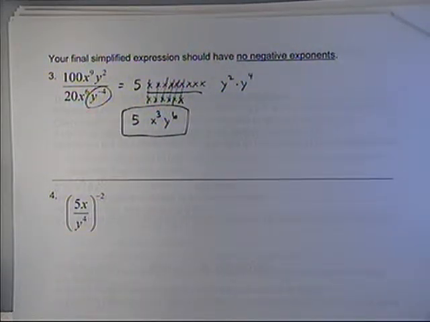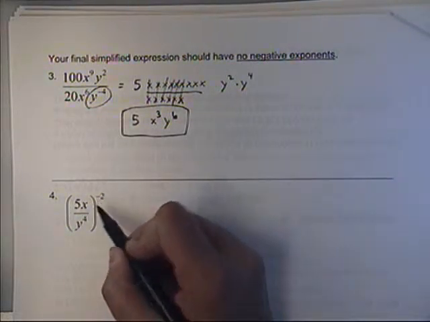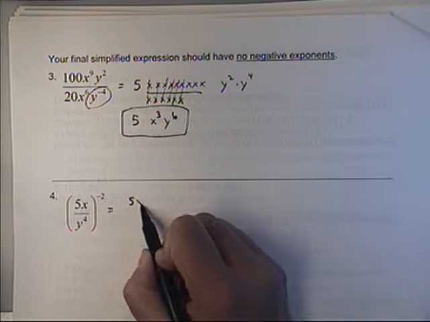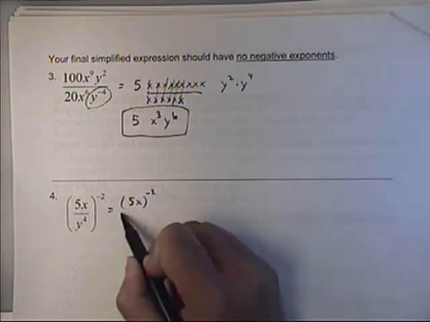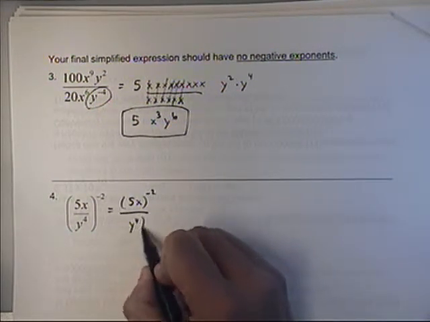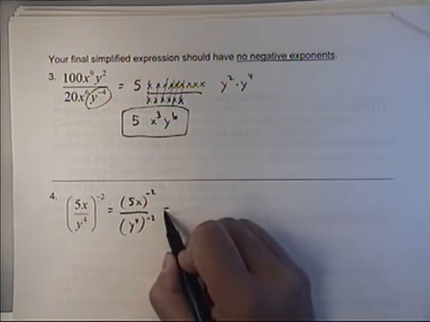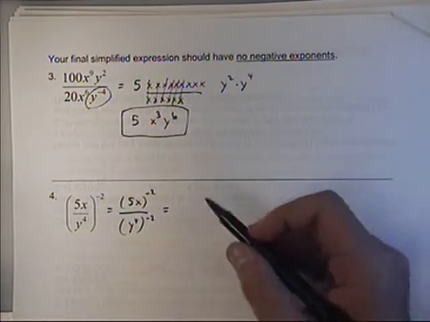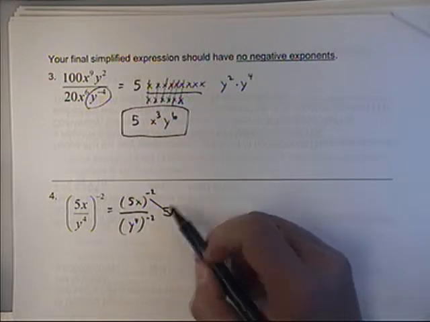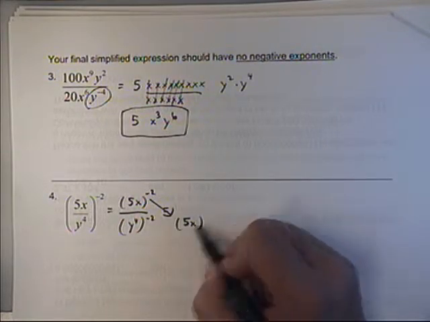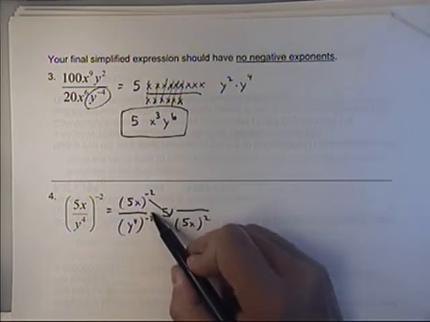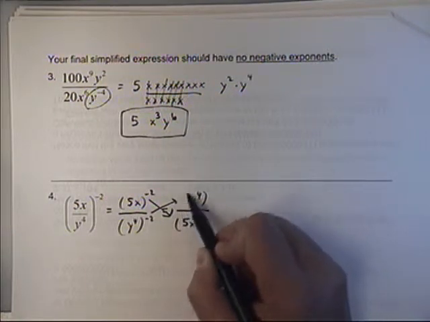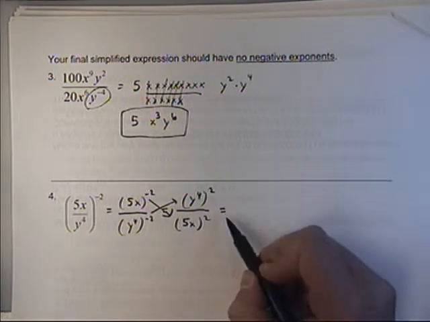Now the last one is a little tricky here on this page. Basically, this negative exponent can be applied both on the top and the bottom. And what does a negative exponent mean? It means the thing's on the wrong side of the fraction. So this whole thing goes to the bottom and change the exponent to positive. This whole thing goes to the top and change that exponent to positive 2.